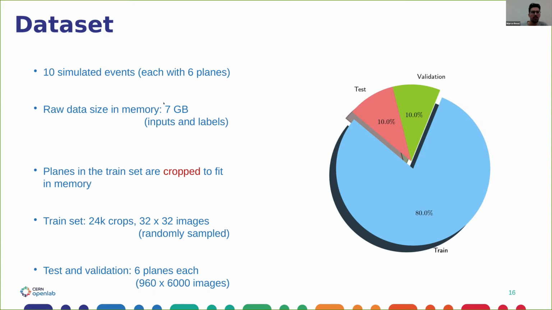The raw data size in memory takes 7 gigabytes for both inputs and labels. And as I said previously, planes in the train set are cropped to fit in memory and to be fed to our models. So we randomly sampled 24,000 crops, 32 by 32, while test and validation set contain 6 planes each, which are 1 event for test and 1 event for validation set. Each plane is 960 times 6,000 pixels.